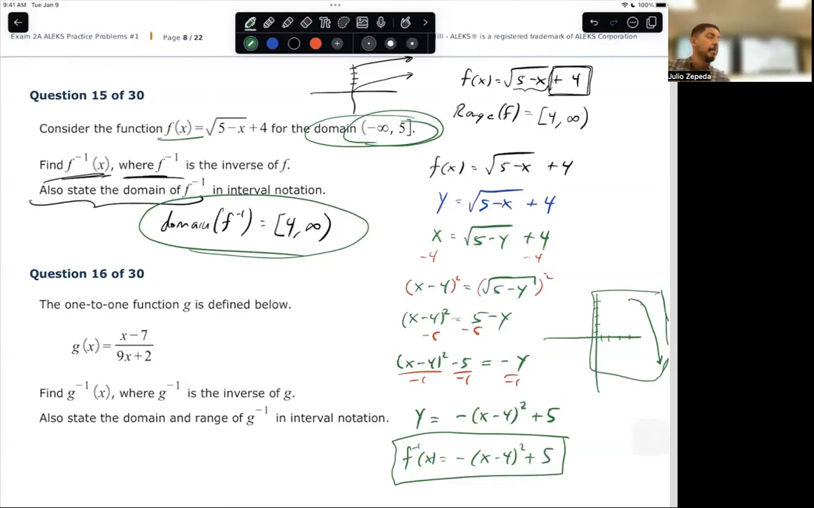Negative infinity to 5. So it matches up with what we should expect. The domain of that function f is the range of the inverse that we found. We graphed it, and those things match up, that's good. But there's not really anything we need to do with it.